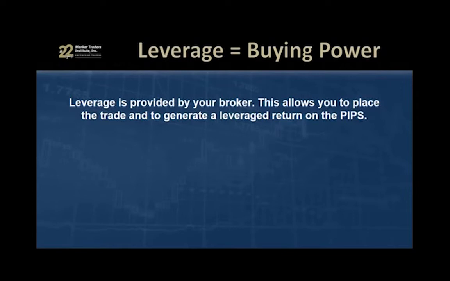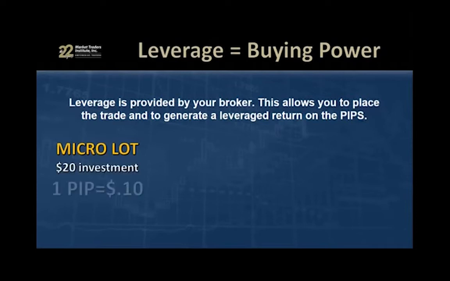So let me quickly explain that in the Forex market, we trade in lot sizes. We have three major lot sizes. We have what's called a micro lot. A micro lot is about a $20 investment from your trading account. Your broker is going to borrow this investment size. This is going to allow you to place the trade and to generate that leveraged return on the pips. Now, if you're trading in a micro lot, each pip that you capture is going to be worth about 10 cents. So I'm going to teach you a trading strategy today where we're going to be going after 50 pips per currency pair per day. If we capture those 50 pips with a micro lot, we're going to generate a return of $5.